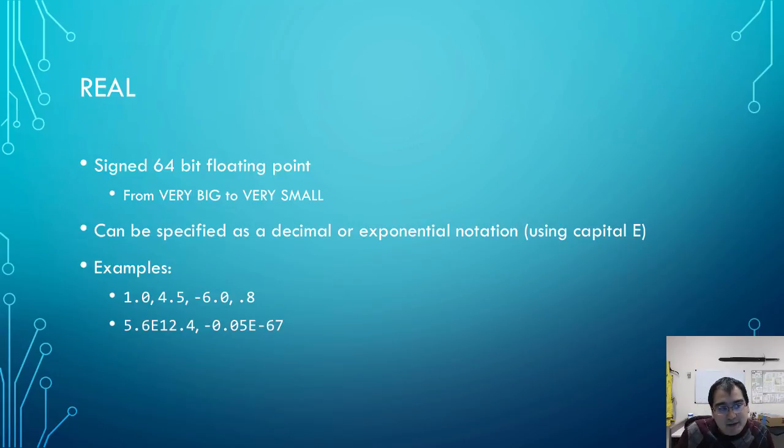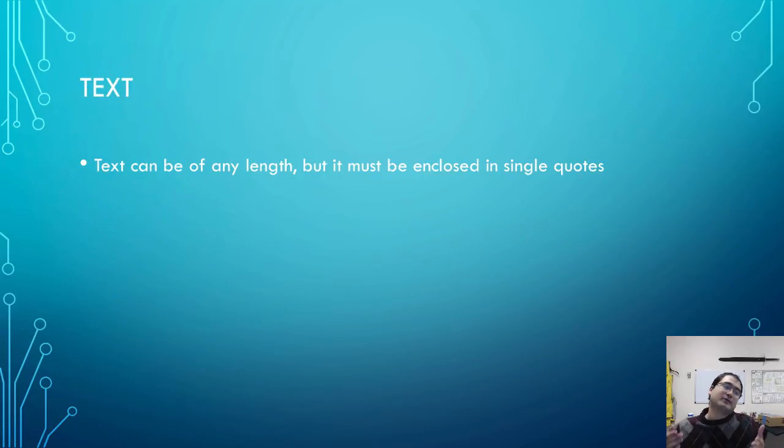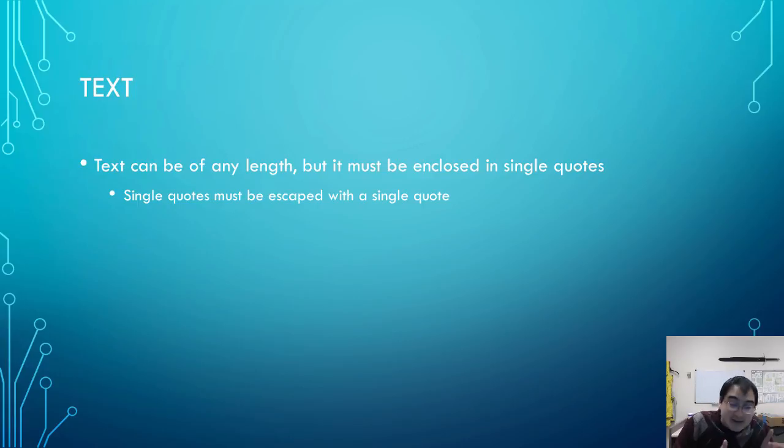The next big type to talk about is text, or really strings. The text can be of any length, but it must be enclosed in single quotes. We've talked about this before. Single quotes inside your string must be escaped with a single quote. So here's an example of the empty string, or here's an example of a string with an escaped single quote within it.